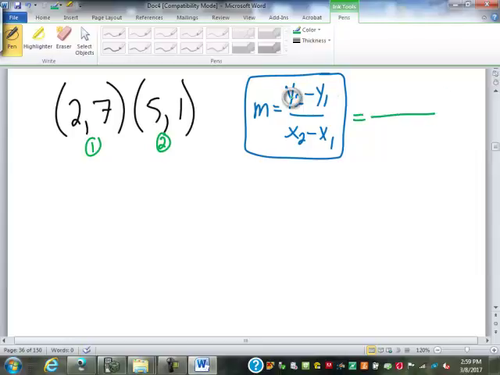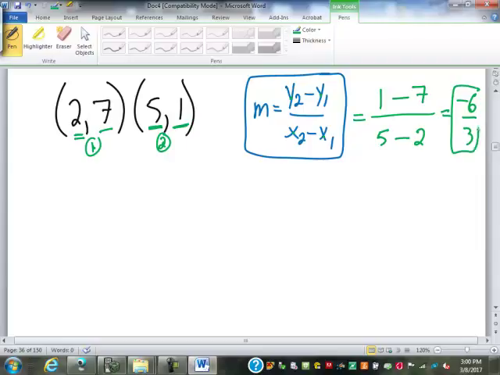What is y2? It's point 2. The y coordinate is 1. Minus, what's y1? 7, good. Point 1, the y coordinate is the 7. Well, 1 minus 7 is going to be a negative 6. What's x2? 5, good. So the point 2, the x coordinate is 5. Minus, what's x1? 2, very good. Point 1, the x coordinate is 2. 5 minus 2 is 3.